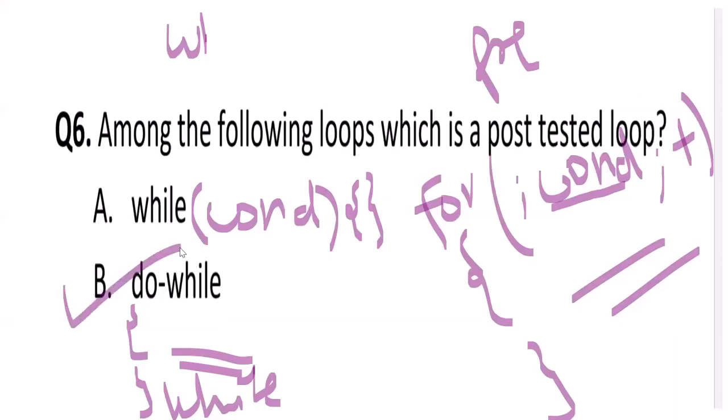Also the question may ask which loop runs at least once every time, even if the condition does not match, then it will be a do while loop. Because as you can see, the lines which we want to execute will be executed before the actual condition check, which will happen the first time.